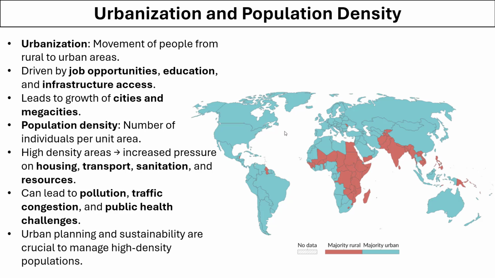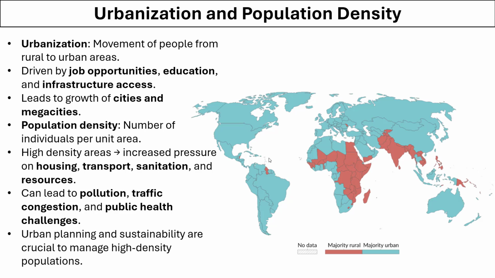This map shows us how many places on the globe are now urban. With urbanization, we mean that the cities are being set up and people are moving from rural areas to city life in the hope of finding jobs, education, and better infrastructure.